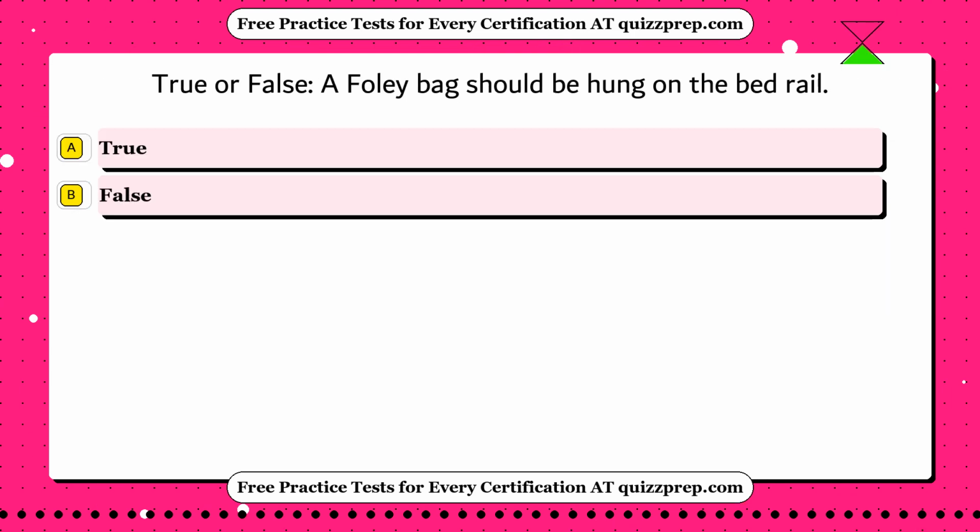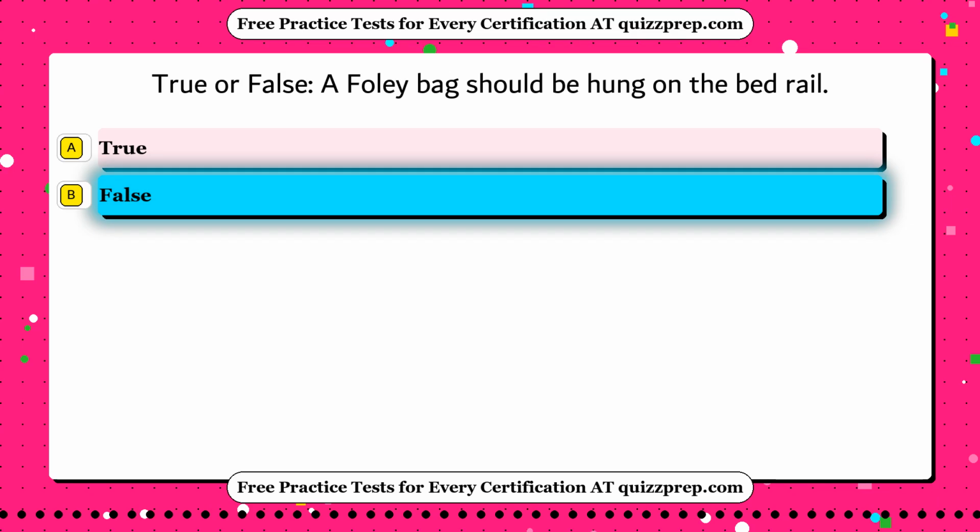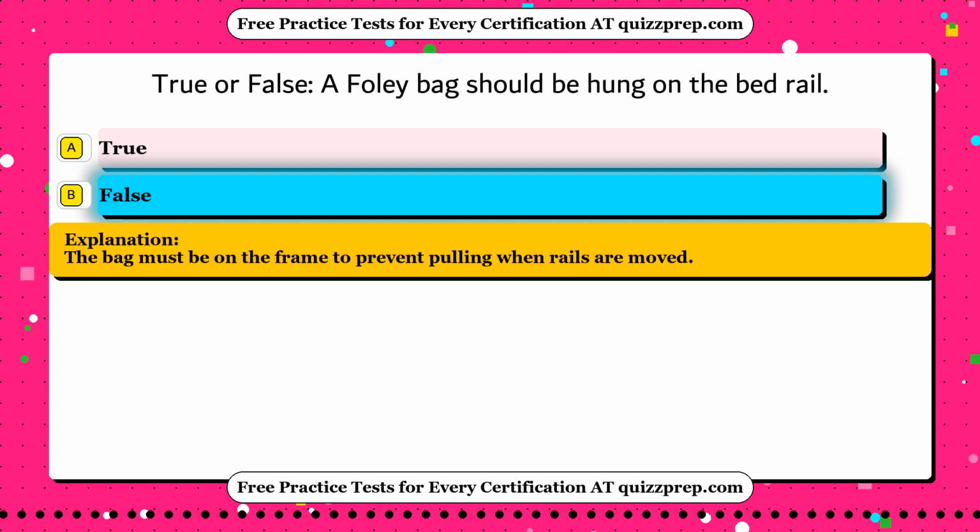Question 144. True or false, a Foley bag should be hung on the bed rail? Option A, true. Option B, false. The correct answer is option B, false. The bag must be on the frame to prevent pulling when rails are moved.